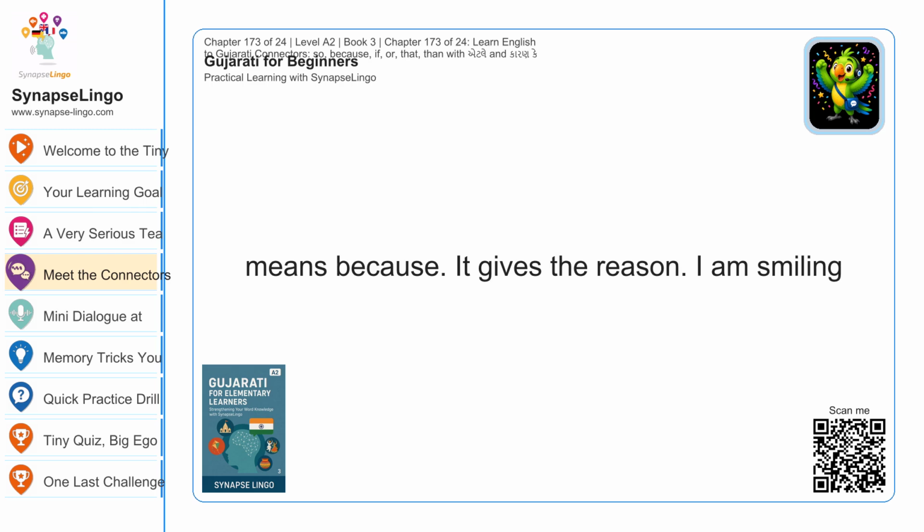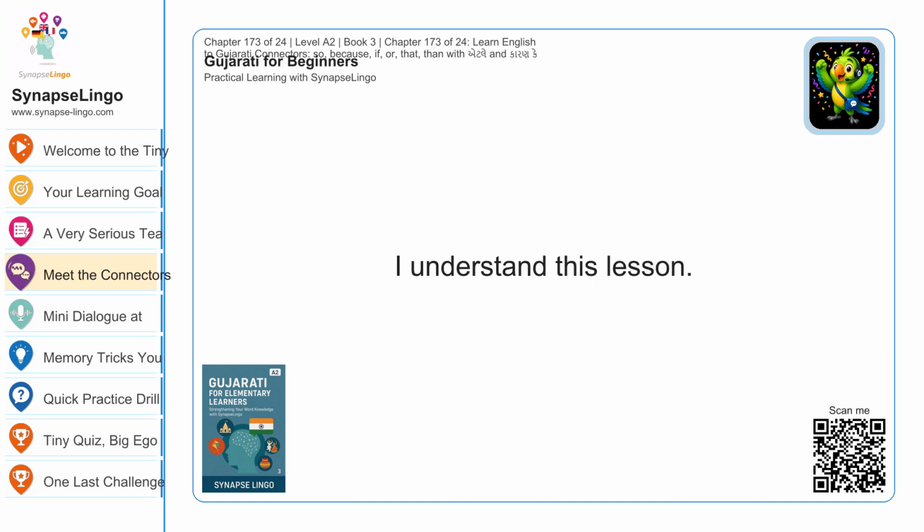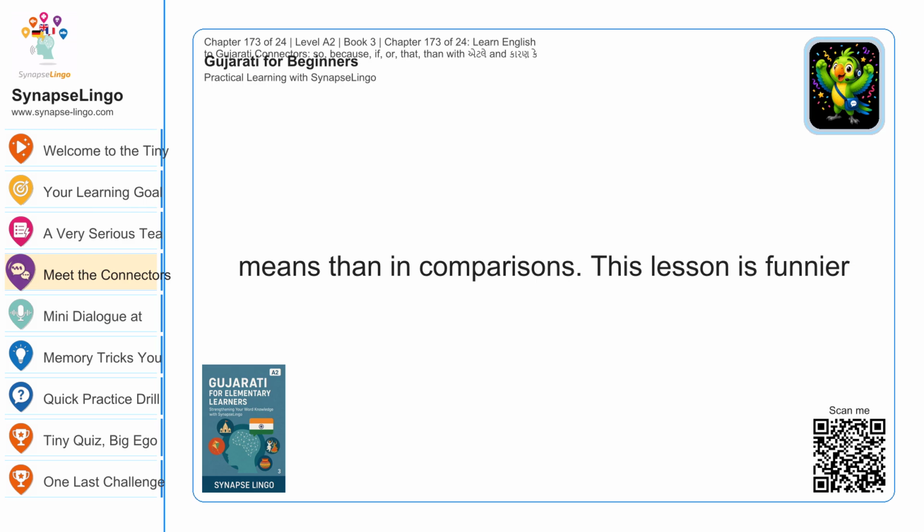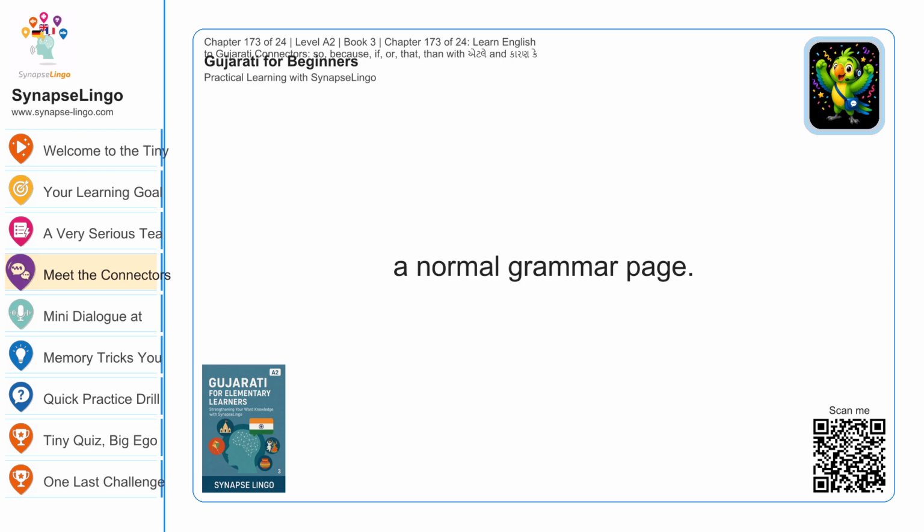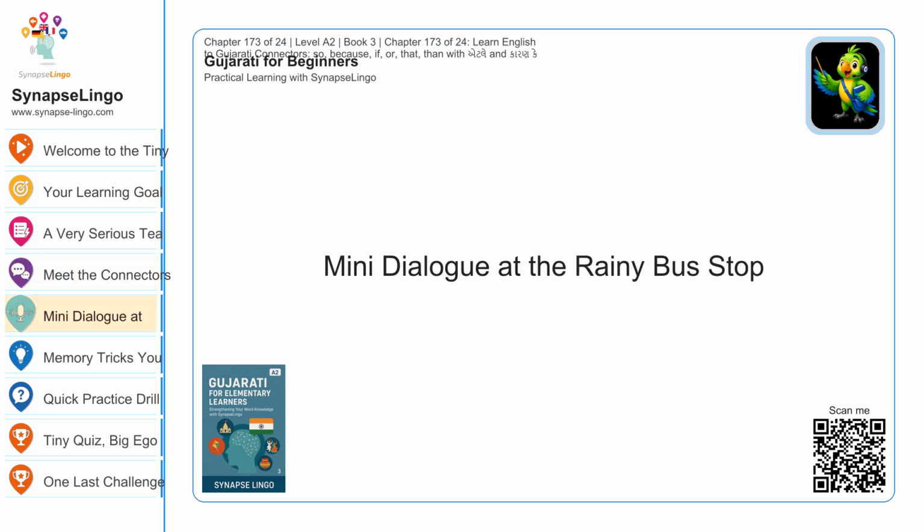કારણ કે means because. It gives the reason. I am smiling, કારણ કે, I understand this lesson. જો means if. It opens a condition. જો you practice, you improve. અથવા means or. It offers a choice. Biscuit, અથવા, cake? કે means that as a clause connector. I think, કે, this is useful. કરતા means than in comparisons. This lesson is funnier, કરતા, a normal grammar page.